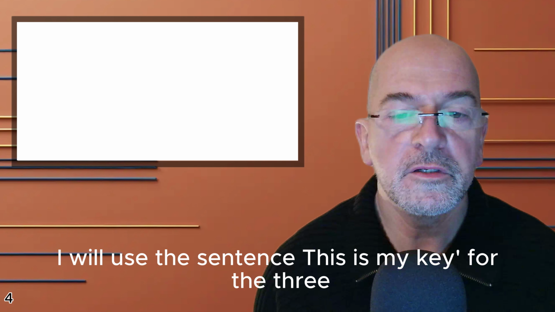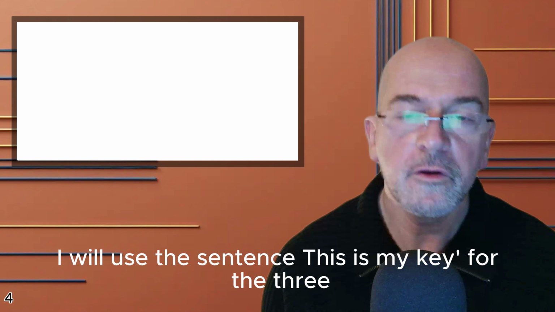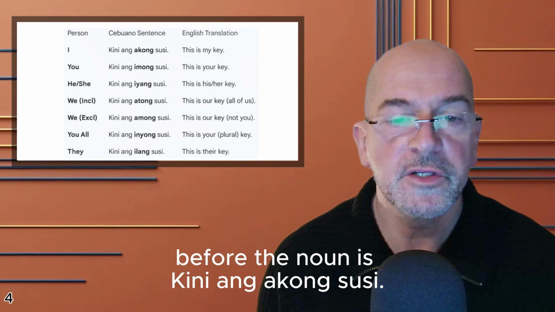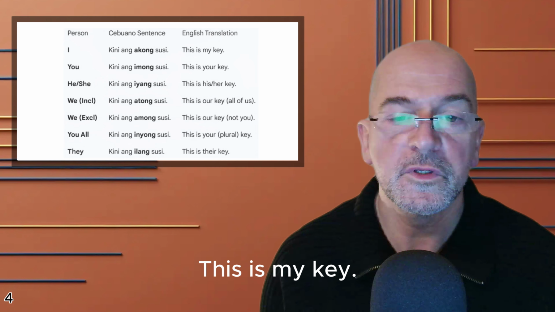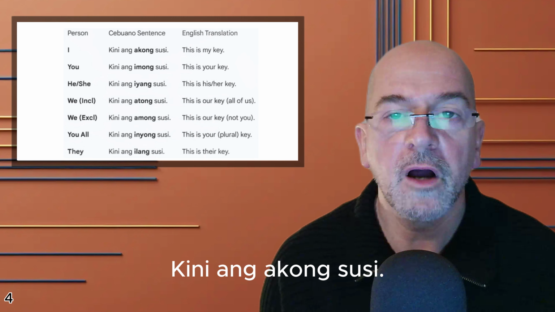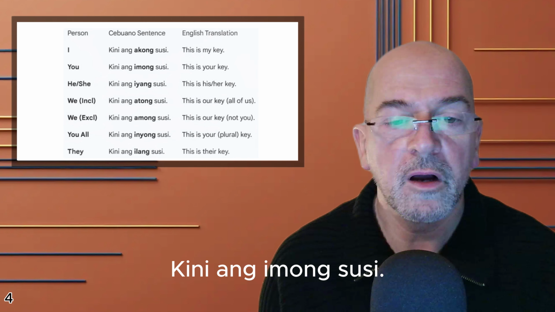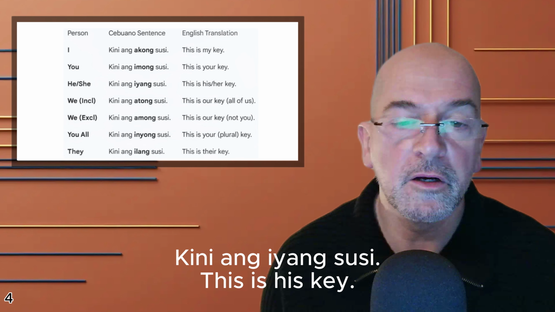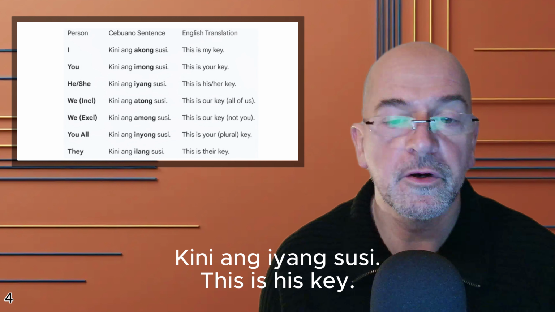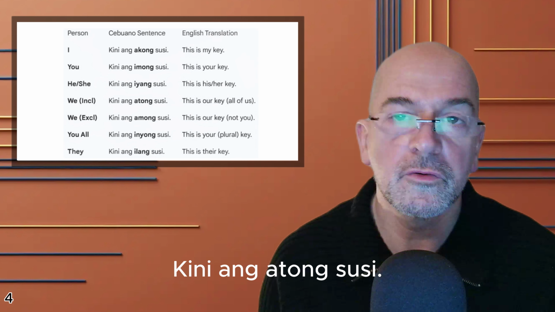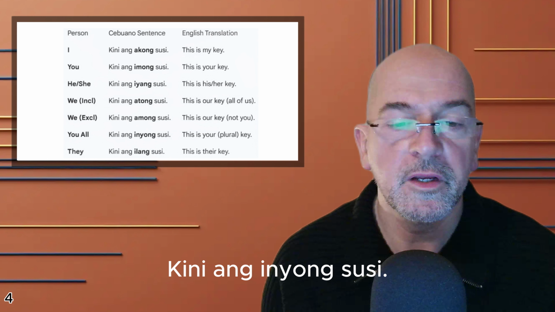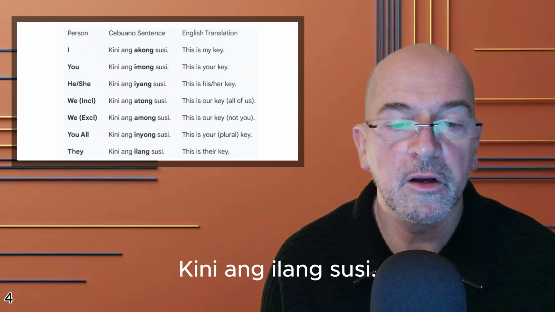I will use the sentence, "This is my key," for the three kinds. So for the first kind, before the noun, is "Kini ang akong susi." This is my key. "Kini ang imong susi." This is your key. "Kini ang iyang susi." This is his key, her key. "Kini ang atong susi." "Kini ang among susi." "Kini ang inyong susi." "Kini ang ilang susi."